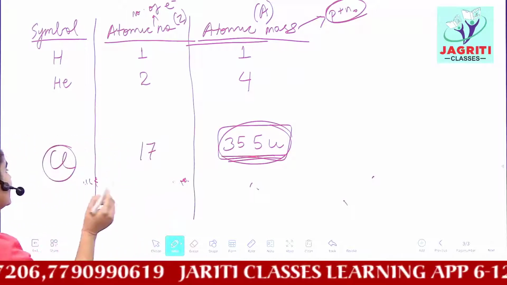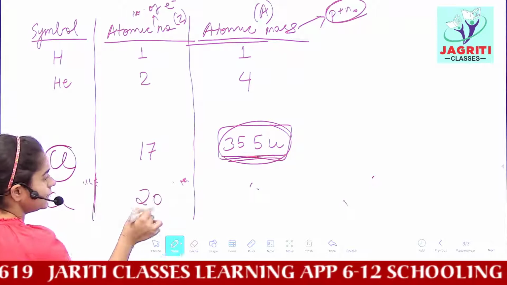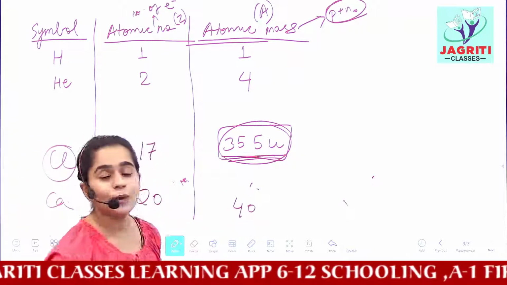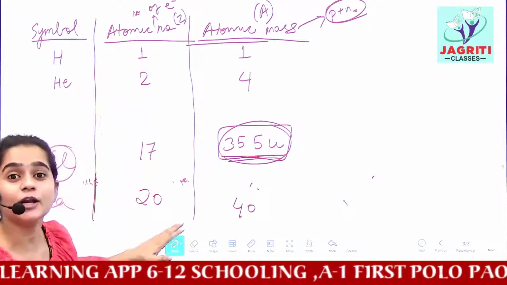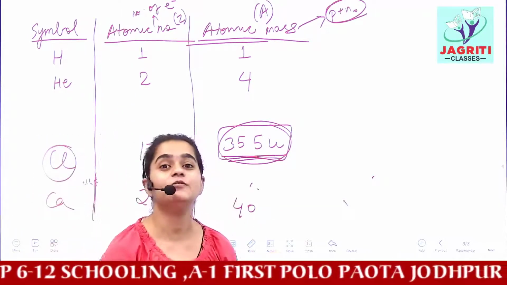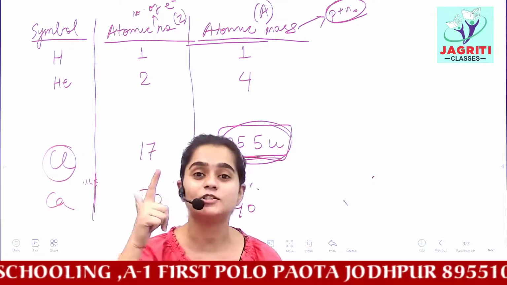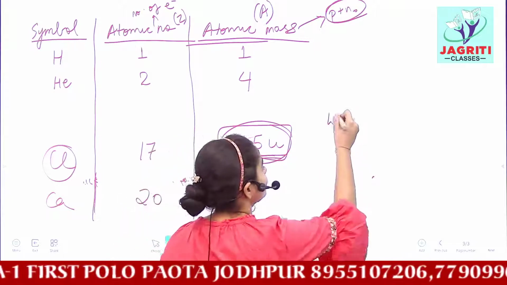Then you can take any example. If you take calcium, its atomic number is 20 and the mass is 40. So likewise, you have to learn at least the elements from atomic number 1 to atomic number 20. This will help in the further topics, that is when we'll write the symbols and the formulas of the compounds. There is a topic given in your books, that is writing the formulas.